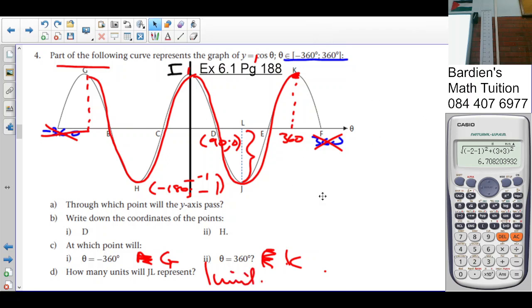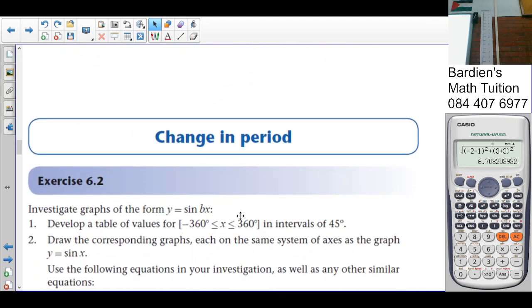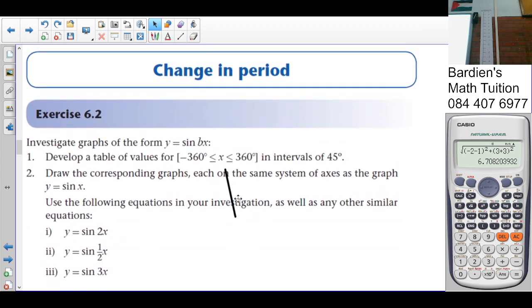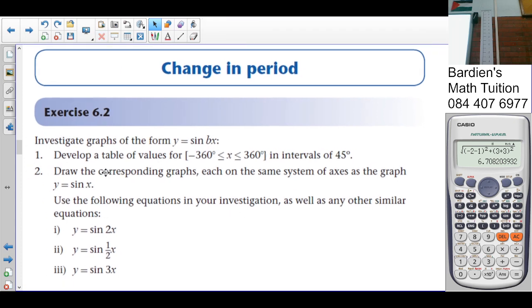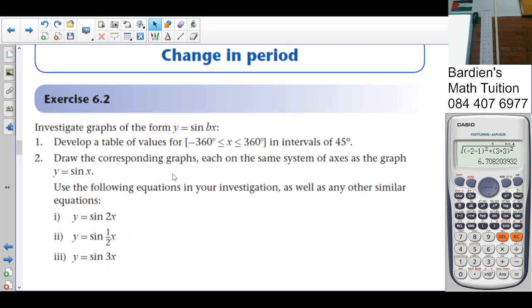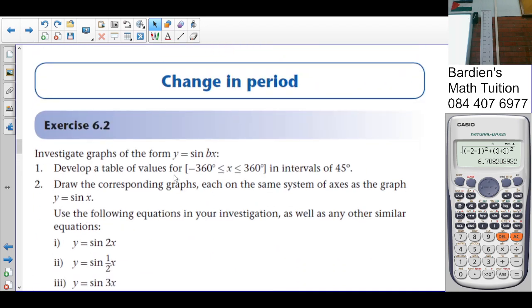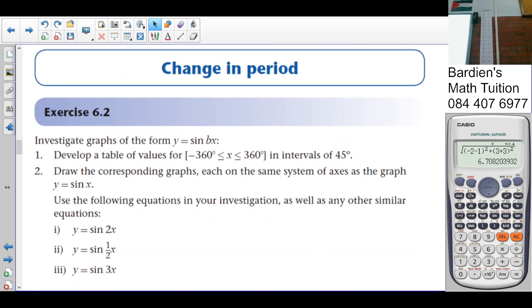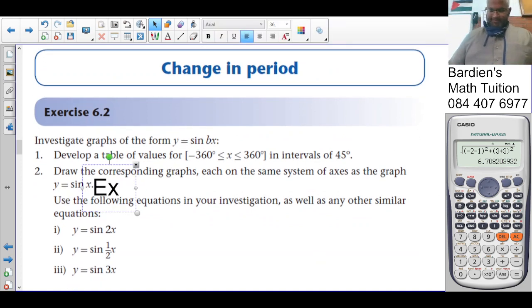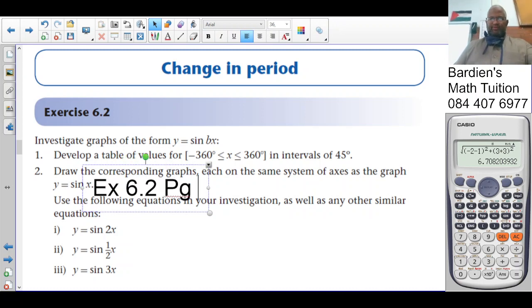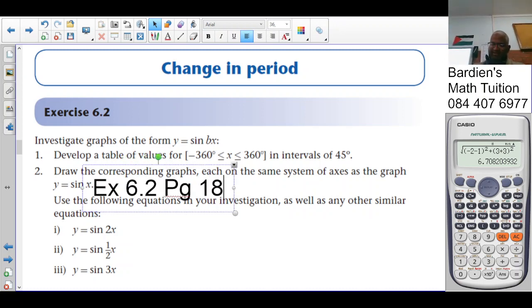Okay. Then we went on to changing period. But for homework, you had to read through this, do this investigation here. This was on exercise 6.2, page 189.